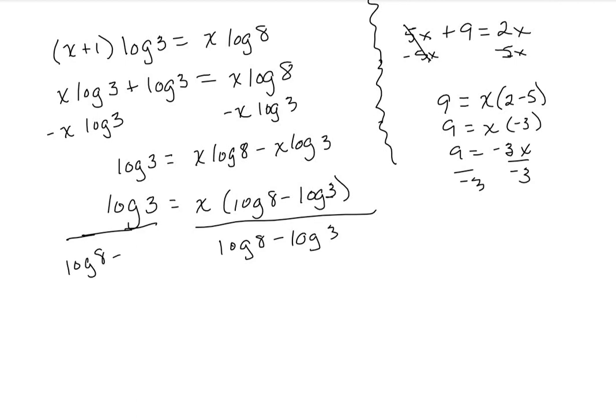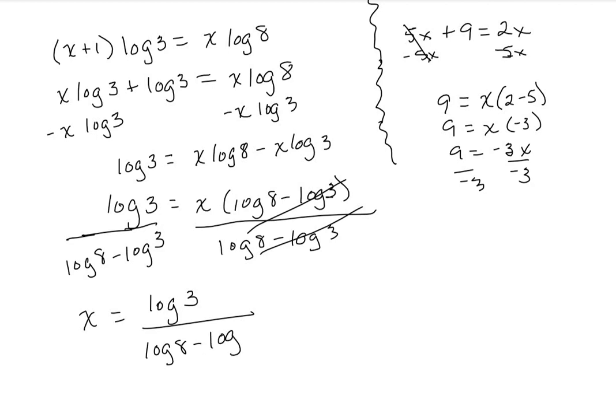Log of 8 minus log of 3. So that cancels. So x equals the log of 3 divided by the log of 8 minus the log of 3. And remember that when you put this into the equation, you need to put this denominator in parentheses, and that's going to give you approximately 1.120.